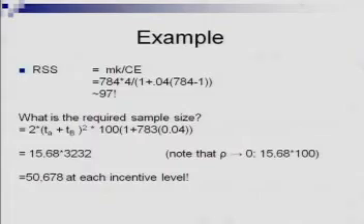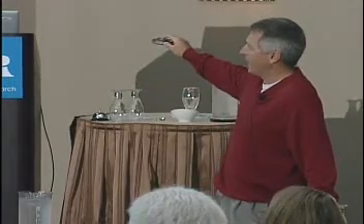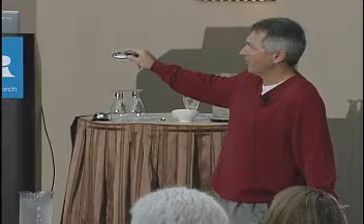That hurts. Now, if you run this all the way through, we think about what the required sample size is, put it in the necessary sample size equation, and what we end up with is, before, of course, we had that. Now we have 15.68 times 3232. We had 32 times the sample that we needed before, or over 50,000 at each incentive level.